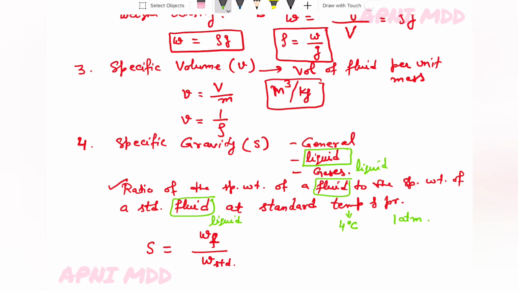gravity of a liquid. So specific gravity of a liquid is specific weight of liquid divided by specific weight of standard liquid. Now standard liquid is water at 4 degrees centigrade and 1 atmospheric pressure.